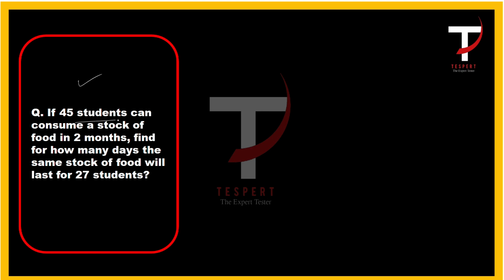So if 45 students can consume a stock of food in 2 months, so for 45 students, this is the students and this is days, right? Number of days. So 45 students, it is 2 months. 2 months means 2 into 30, which is 60 days.